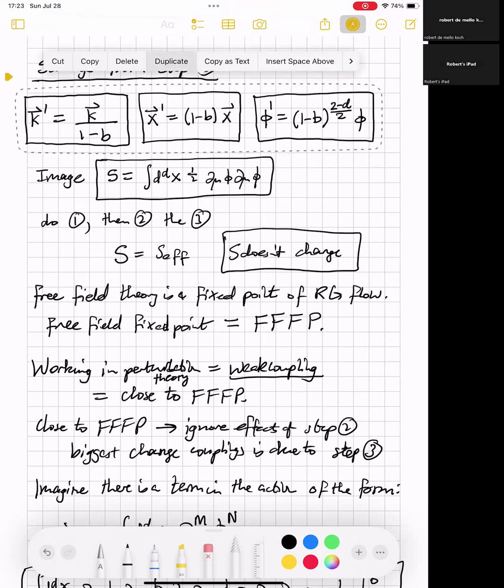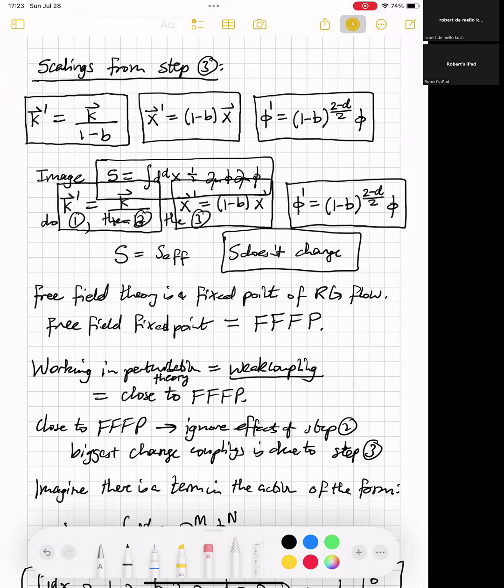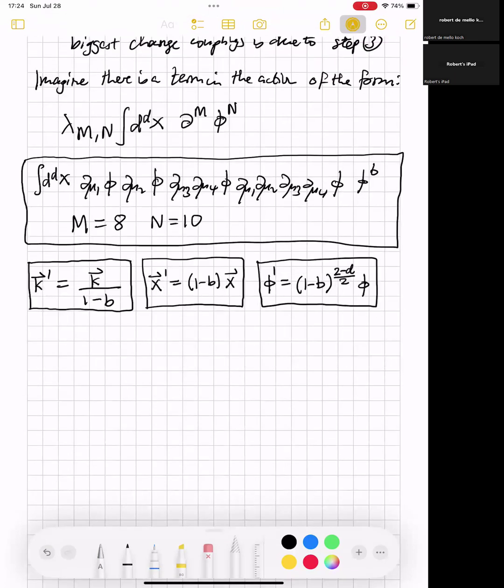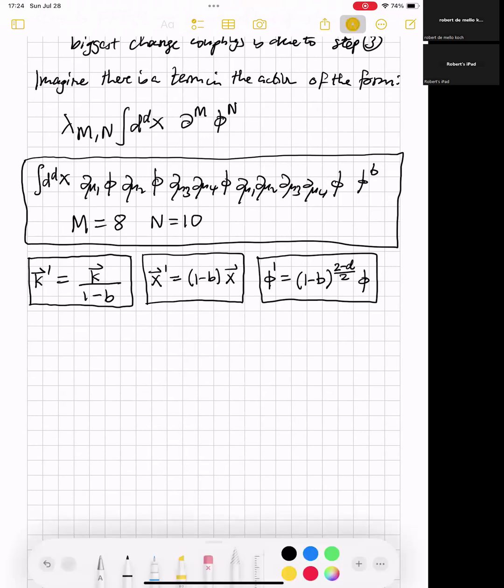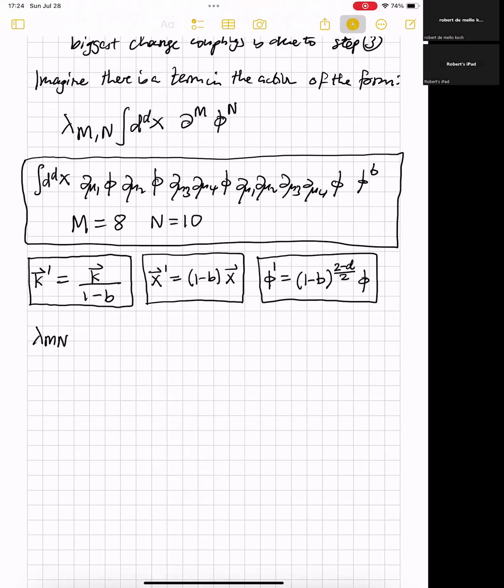Duplicate, good. This is where all of the change is going to come from. Okay, so let's imagine we've done steps 1, 2, and 3. Then what will we get after having done these steps? Well, we will have the lambda mn sitting up front. And then what would we have? This will be multiplied by an integral d^4x.